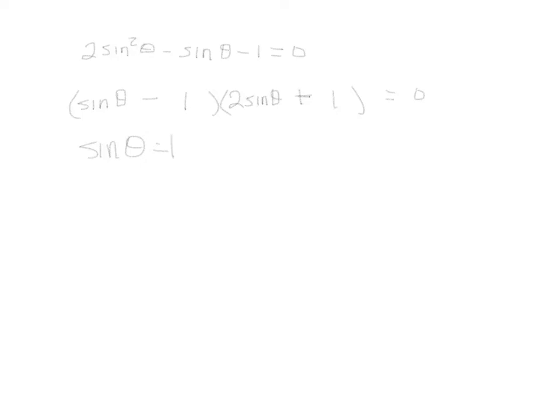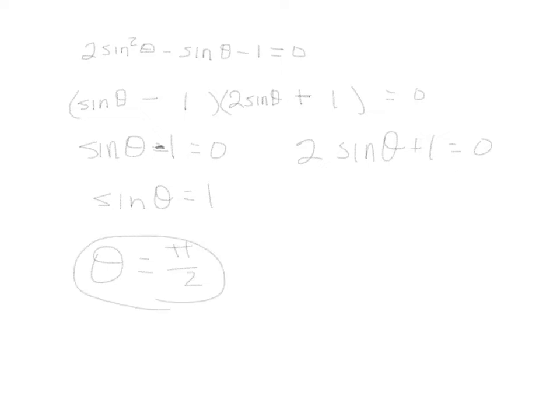So we set the first one equal to 0. We set the second one equal to 0. Solving this first one, this minus sign that's here, we have to add over, so that gives us sine theta equals 1. Grab your unit circle. Where does that happen? Where is sine theta equal to 1? Only happens one place, and that happens at pi over 2. So that would be the answer for that factor.